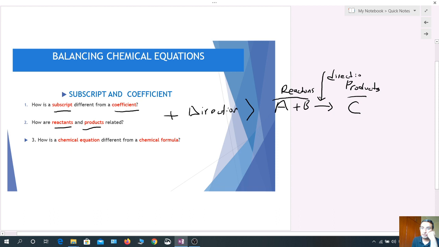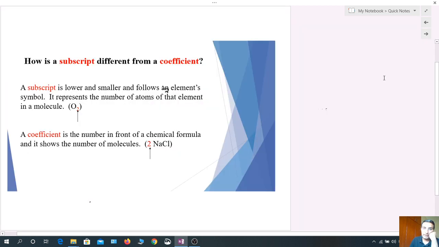Before we start, we must also know what a subscript is and what a coefficient is. In the next step I have some examples to understand the difference. In this example you can see O2. This 2 is the subscript of the oxygen molecule. It shows the number of atoms present in the oxygen molecule. This 2 shows that there are 2 oxygen atoms, and it only belongs to the oxygen atom. This subscript only belongs to what?